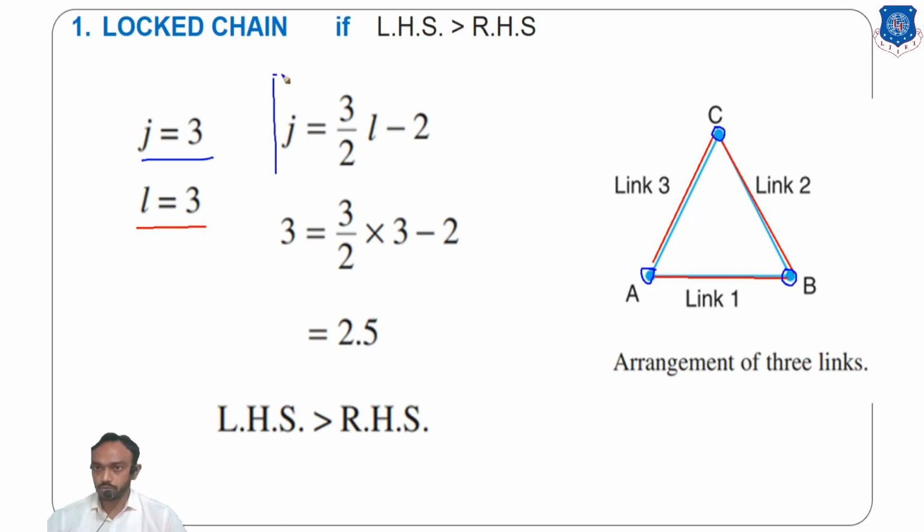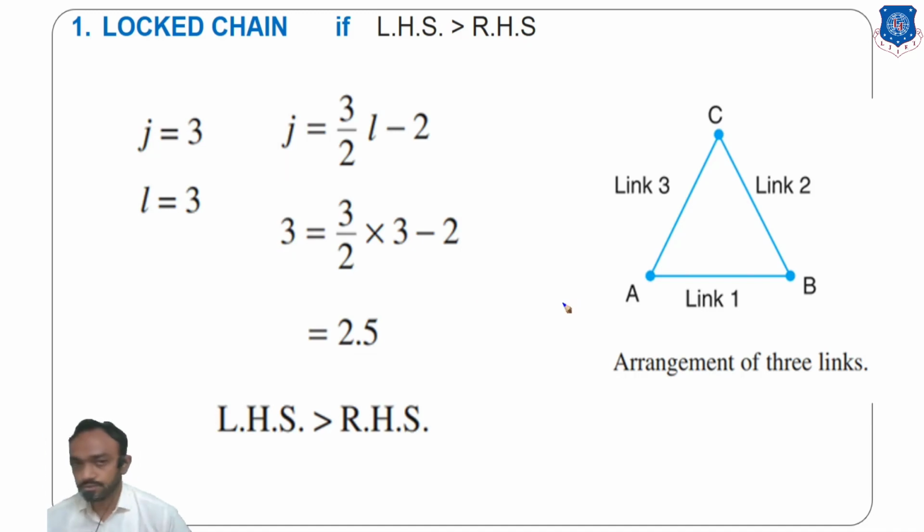So we put these values in the equation. J is equal to 3 by 2 L minus 2. So we find 2.5, and we have 3 joints. So LHS is greater than RHS. So this chain is locked. There is no possibility of motion in this chain.